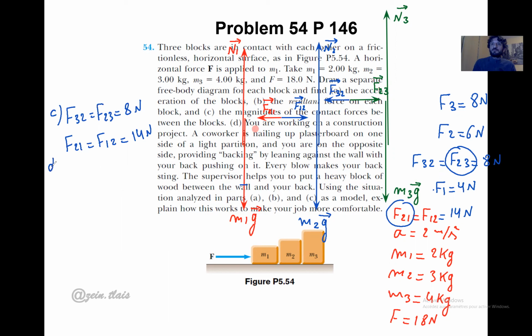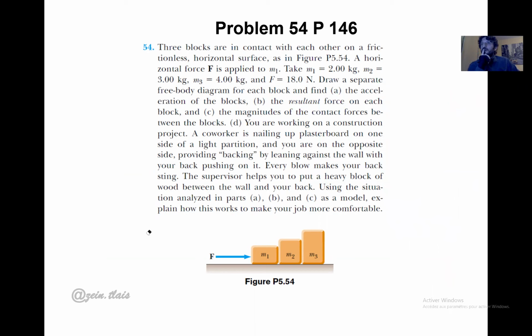Now I want to solve part D. Okay, we can clean. Part D, you are working on a construction project. Okay, I will not solve this part. We have part A, B, C. Okay, thank you.